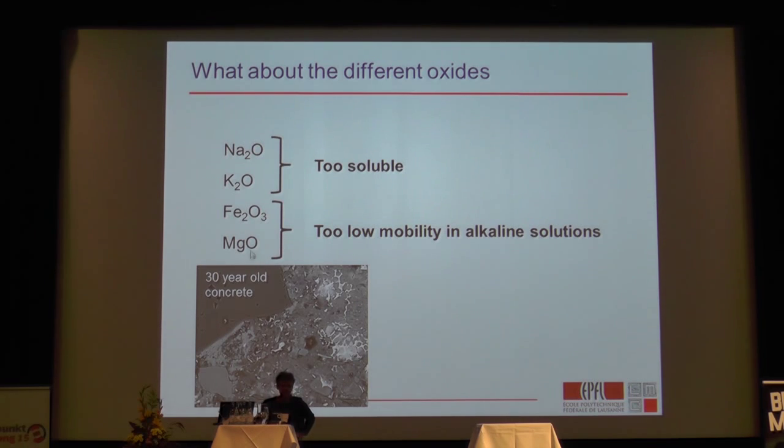So to illustrate that, here's a 30-year-old concrete. We can still actually see where the original cement grains were. And all these little bright areas here, this is where the iron oxide was in our original cement. And in 30 years, this hasn't moved anywhere. So it's not doing any harm, but it's not really contributing to the strength development, because it's not moving out into the space and filling the space between the grains.